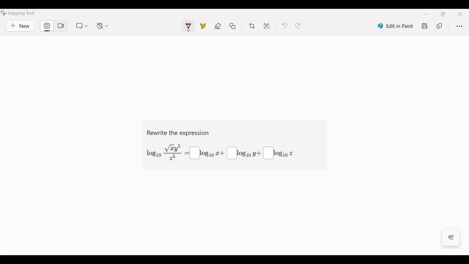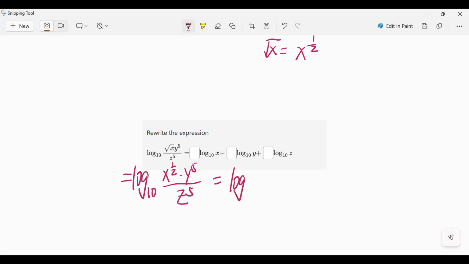All right, let's go over the solution. First of all, you're going to convert this square root of x as x to the half. And then get this log 10 of x to the half, y to the fifth, and then z to the fifth. From there, just turn multiplication into addition: log 10 x to the half plus log 10 y to the fifth, minus, division becomes subtraction, minus log 10 z to the fifth.